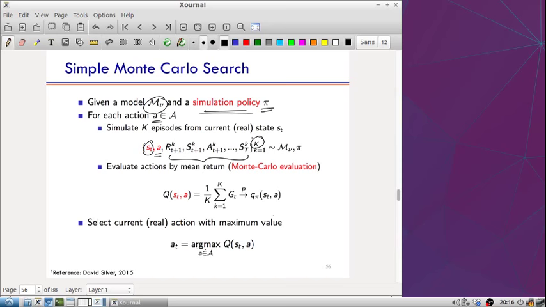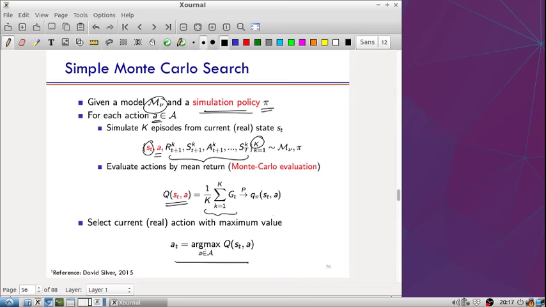Then I define Q(s_t, a) as just the average of all the rewards that I get, the average of taking this action. I did this k times, so it's the average over k times of the total reward that I got. In the game of Go, the only reward is at the end, so you just look at whether I won or lost. In this state, taking some action, I won or lost. It's the proportion of times I won or lost.